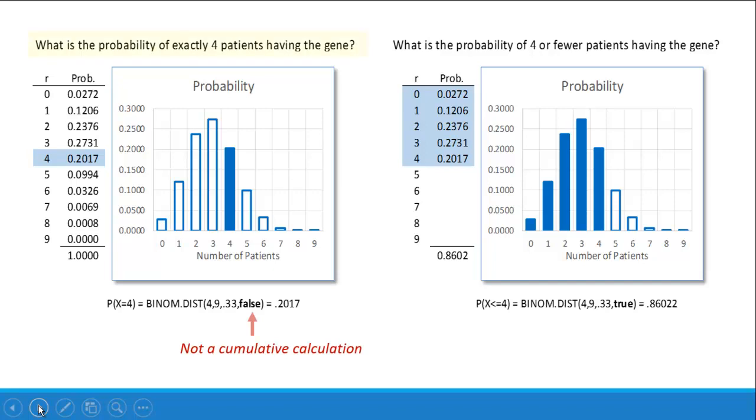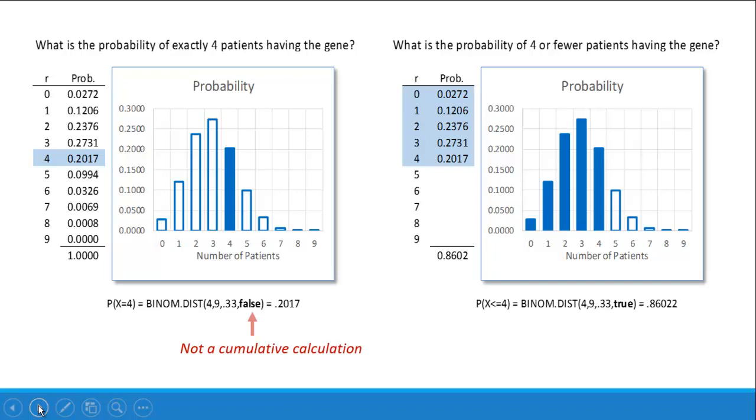Now let's look at this cumulative probability function here. First, on the left, we're asked what's the probability of exactly 4 patients out of 9 having the gene sequence. We already calculated that as 0.2017. Here's an illustration that shows we're calculating the probability of only one outcome, the probability of x exactly equaling 4. So we're not accumulating or summing the probabilities of several outcomes, we're only looking at one. It's not a cumulative calculation, so our cumulative parameter in this case is false.